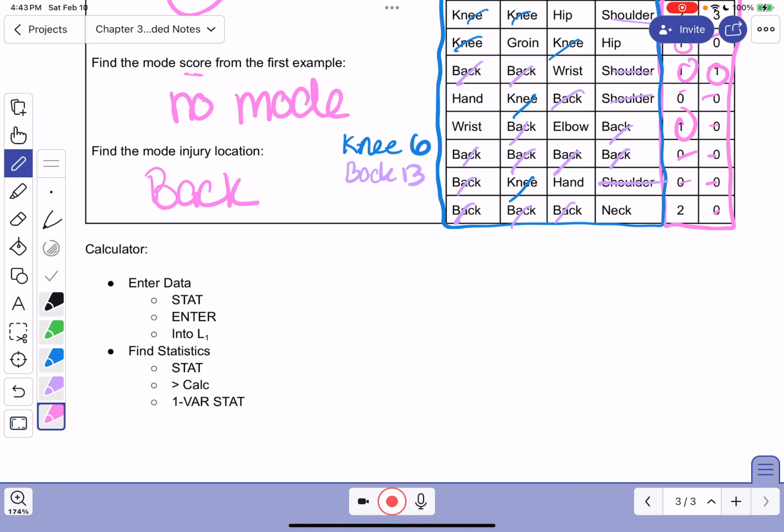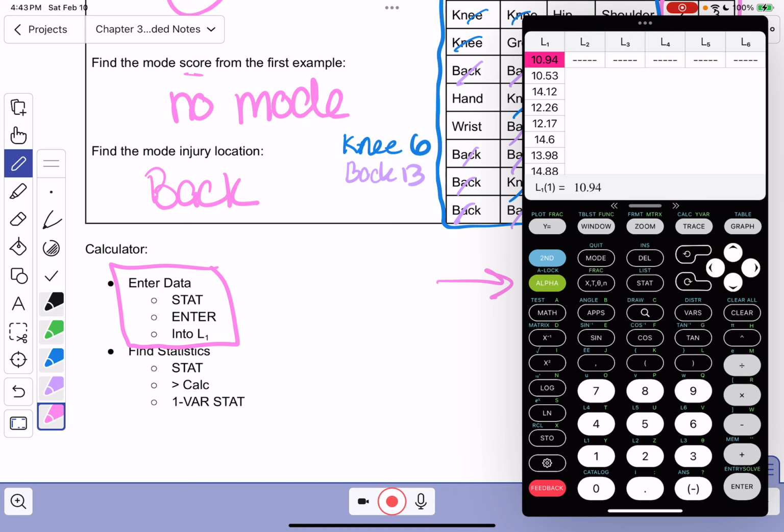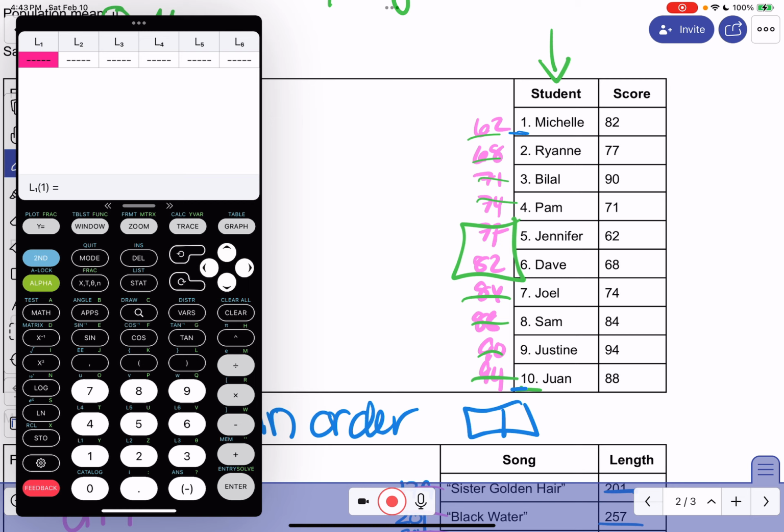Your calculator will find the mean and the median for you. To do that, you enter the data in the stat menu. So you hit stat, arrow or hit enter, and then you're going to put the data in L1. Let's go back and do that for those scores on the last page. So if we put these in there, 82, 77, 90, 71, 62, 68.